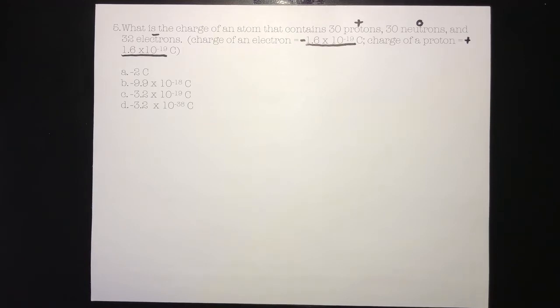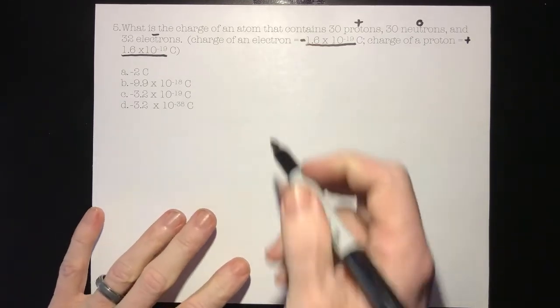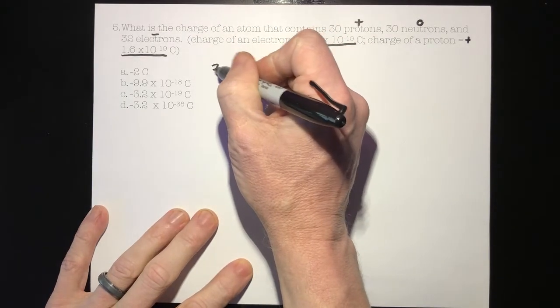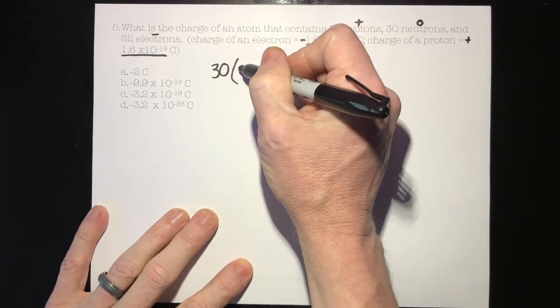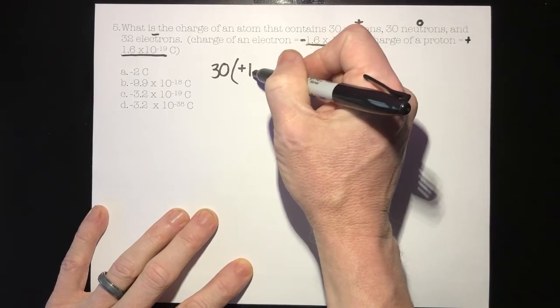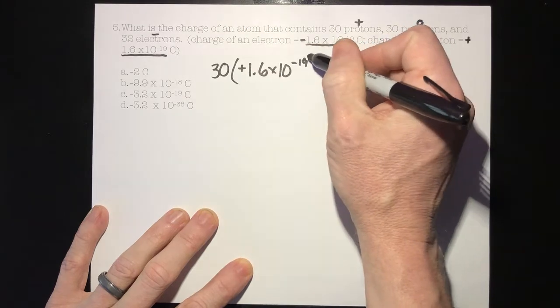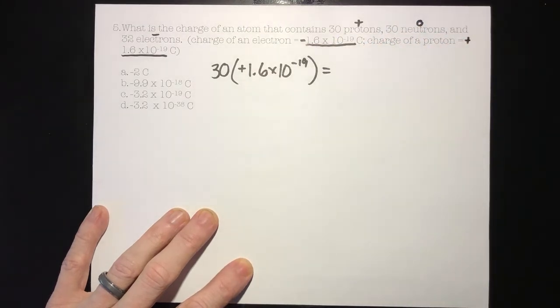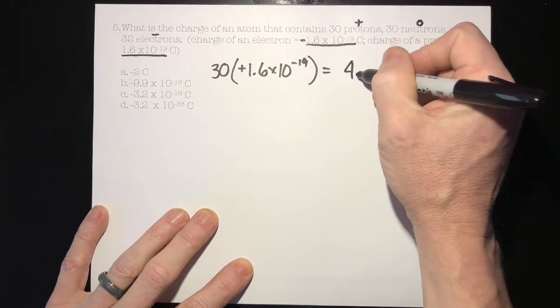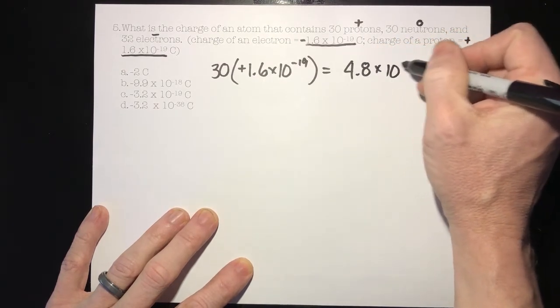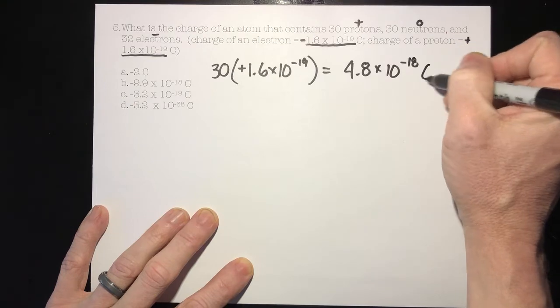There are two ways that we can solve this problem, and I'll run through both of those. The first way is to calculate the total positive charge and the total negative charge, and then determine what the net charge is. So if we take our total number of protons, 30 protons, times its charge, each proton has a charge of positive 1.6 times 10 to the negative 19th coulombs. When we multiply those together, we will get 4.8 times 10 to the negative 18 coulombs.